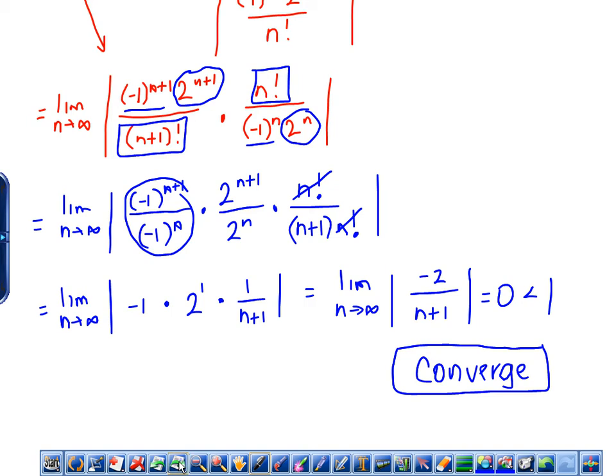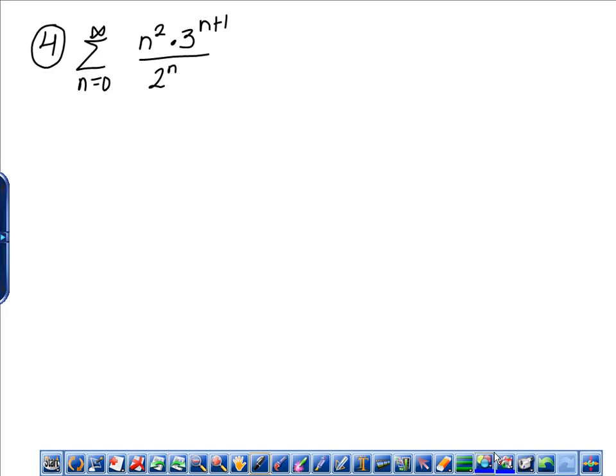All right, let's try another example. So here we have the infinite sum. I know it's infinite because of the infinity, and it looks a lot like the one we just did, but there are some differences. Maybe some more terms. There's no negative 1 here, there's no factorial, but it kind of looks similar. Well, we're going to do this the same way.